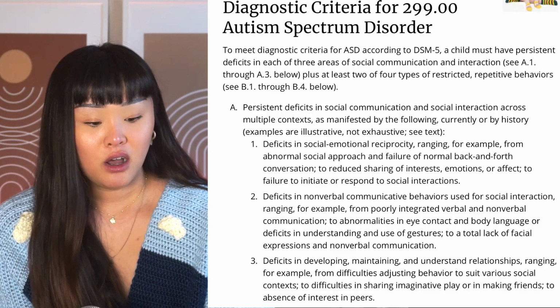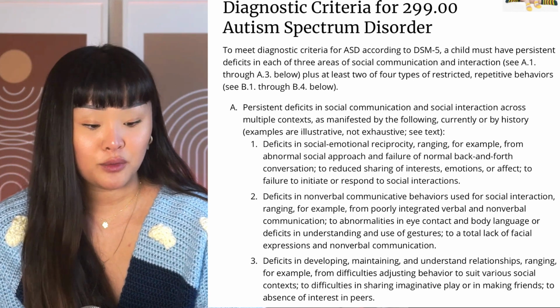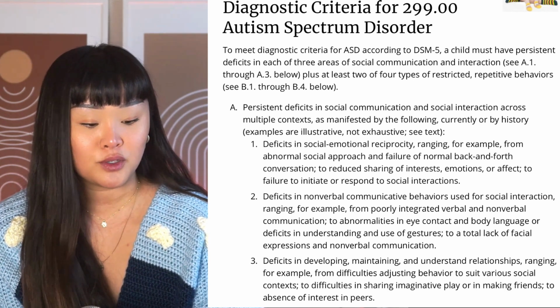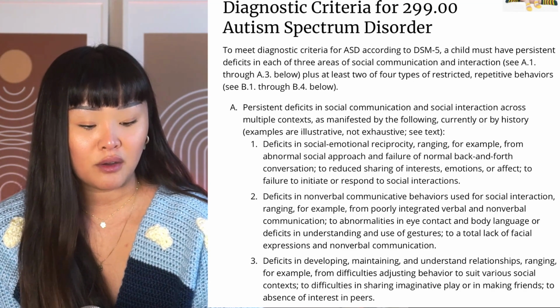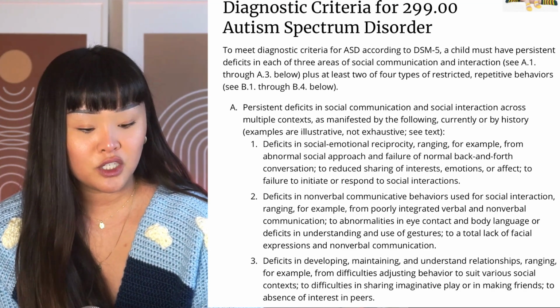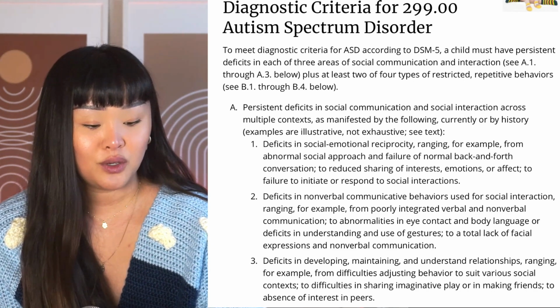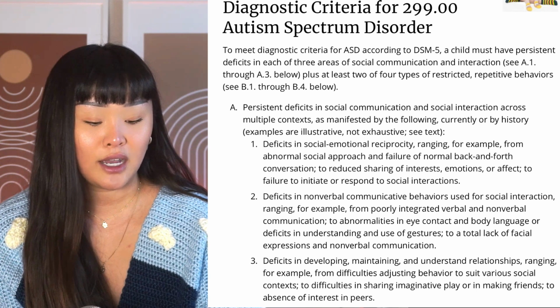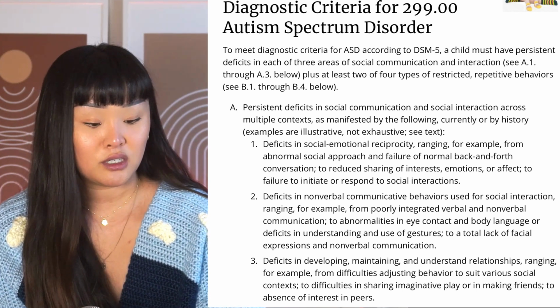The first thing on this list says deficits in social emotional reciprocity, ranging, for example, from abnormal social approach and failure of normal back and forth conversation, to reduced sharing of interests, emotions, or affect, to failure to initiate or respond to social interactions. Okay, so there's a lot of nuance there, which is good to see.